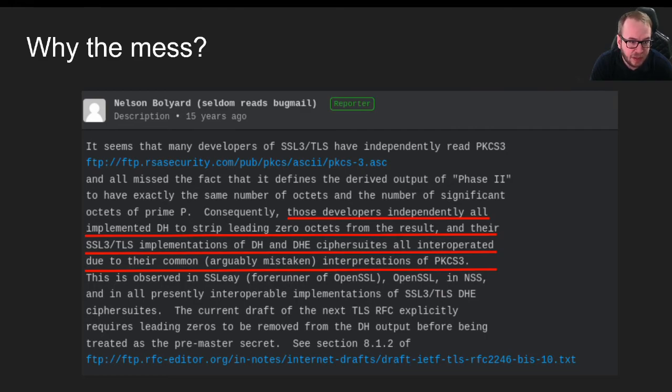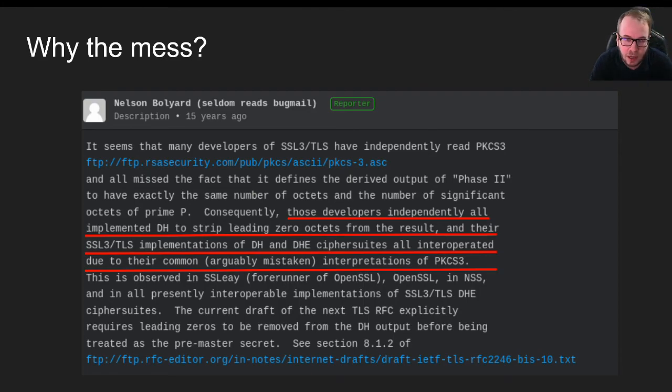But why is there this mess in the first place? We found the answer to this in an old Mozilla bug tracker. This is 15 years ago, but apparently the developers of SSL3, so this is actually back in 1996, were all independently implementing SSL3 with stripping of leading 0 bytes, because this was the default behavior of most big number libraries. And the specification of SSL3, which was not an RFC, it was just some design document, did not actually mention how you should do this.